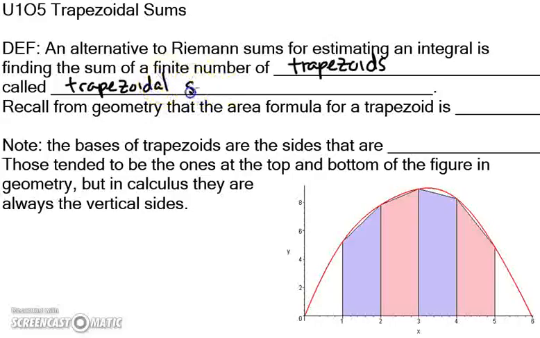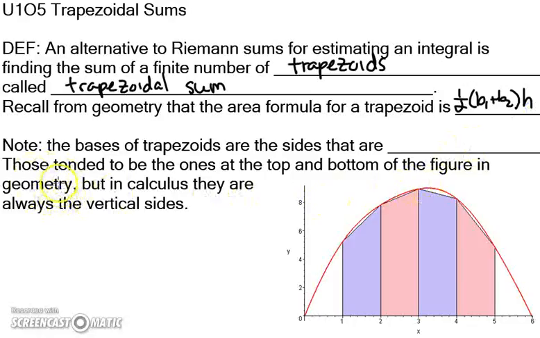Now, there are different ways other than Riemann sums and trapezoidal sums to estimate the area under a curve. But as far as AP is concerned, trapezoidal rule and Riemann sums are really the only way that we're going to deal with this. And if we're going to find a bunch of areas of trapezoids, we need to know the area of a trapezoid formula, and that is 1/2 the sum of the bases, so base 1 plus base 2 times the height.